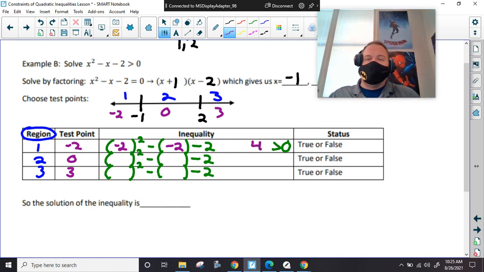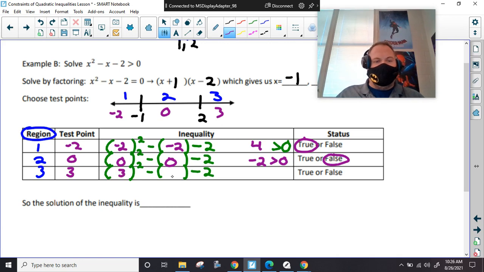All right. So we circle the true. And let's plug in 0. All right. Plug in 0. We end up getting -2. Is -2 greater than 0? False.